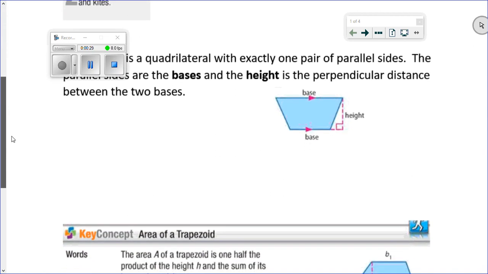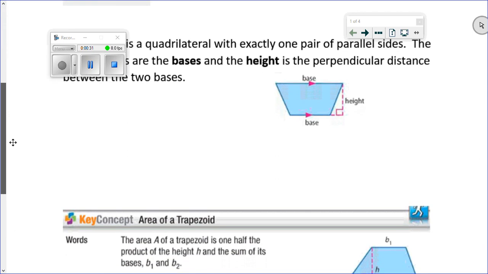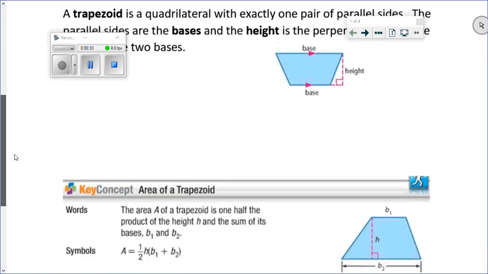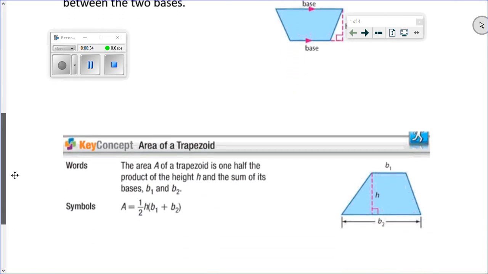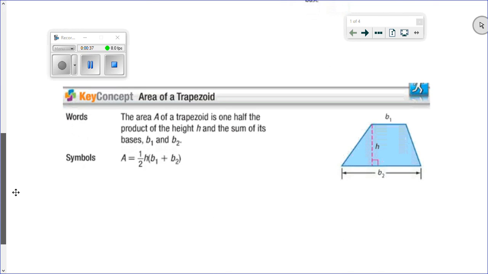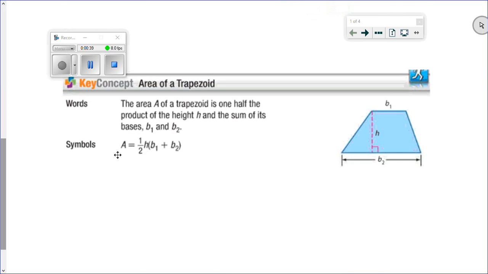So guys, trapezoids, we're familiar with this shape. We studied them in quadrilateral sections. So how do you find the area of a trapezoid? So the area A of a trapezoid is 1/2 the product of the height and the sum of its bases.